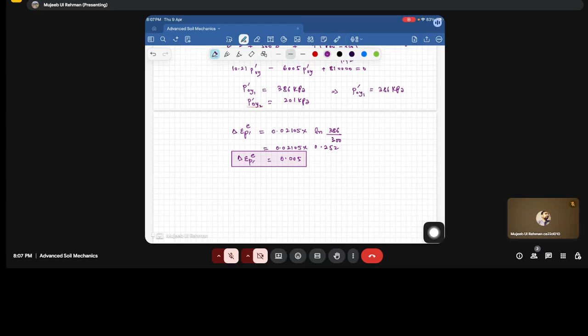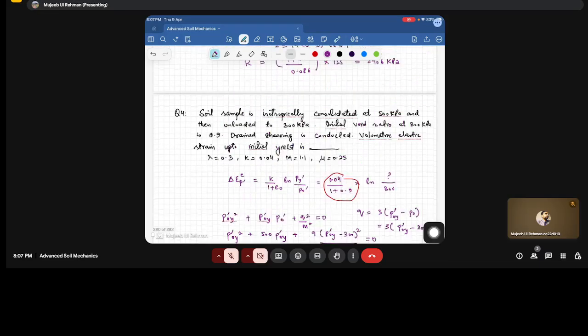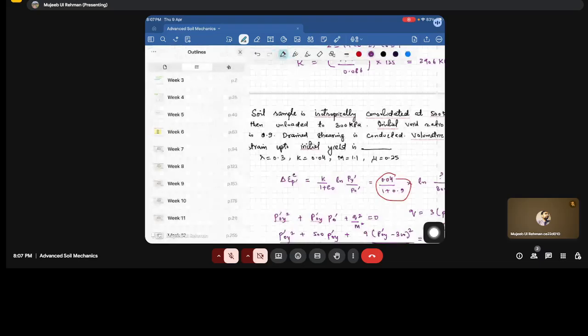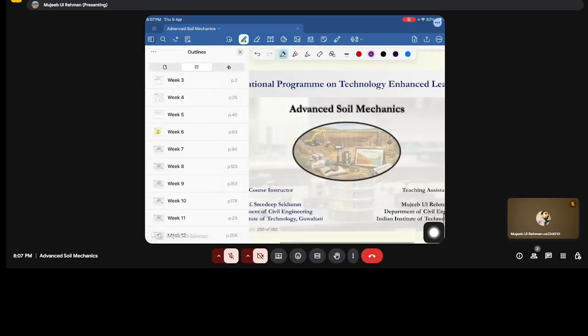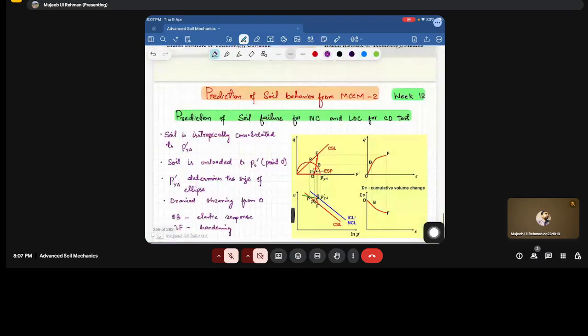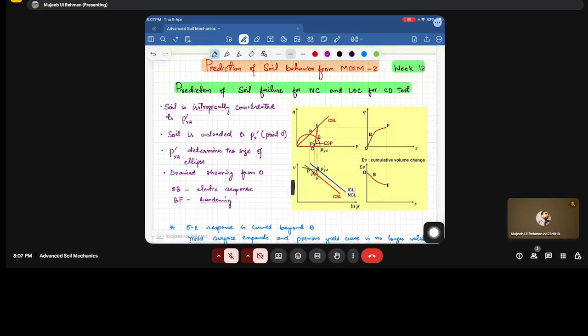So that was the last problem that I wanted to solve with you. Just a recap of what we started with. We started with the prediction of failure for the NC and LOC using the four plots: q versus p dash, q stress strain, specific volume versus ln of P dash, and volumetric strain versus axial strain.